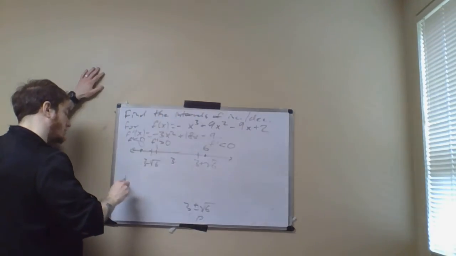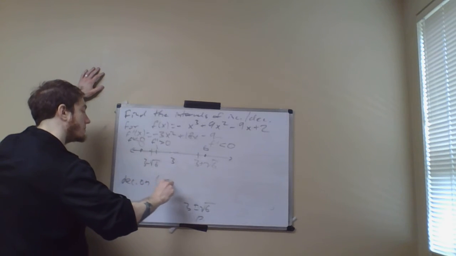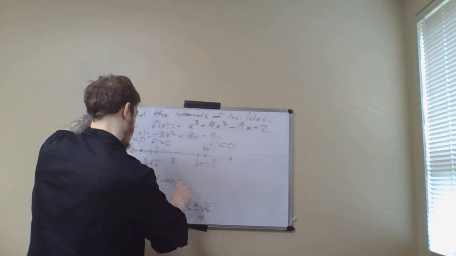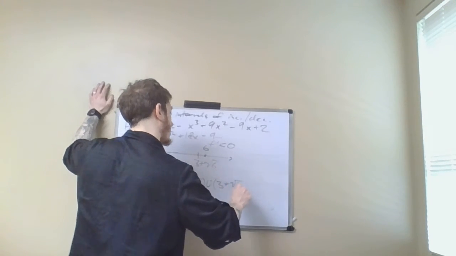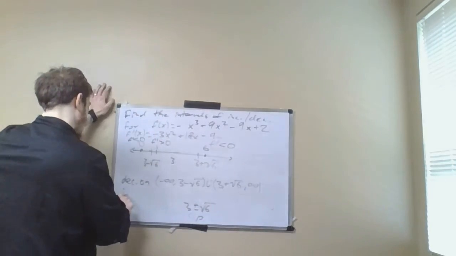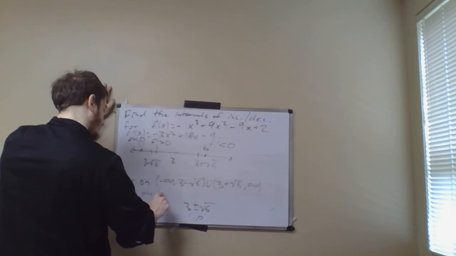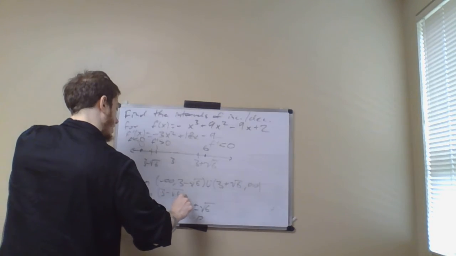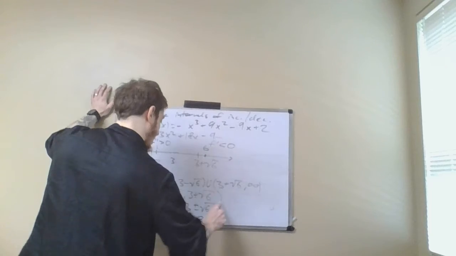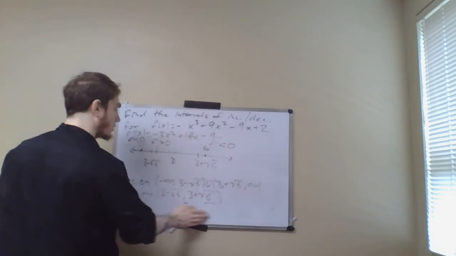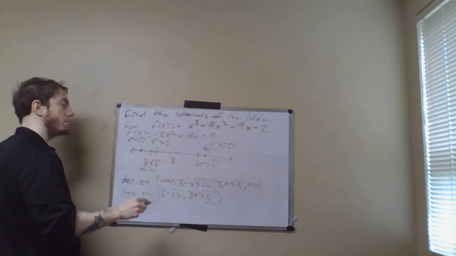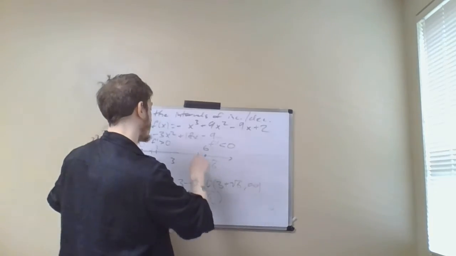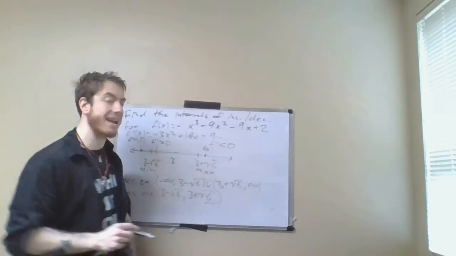So what this means is that our original function is going to be decreasing on minus infinity up to 3 minus square root 6 and 3 plus square root 6 up to infinity. It's going to be increasing on 3 minus square root 6 to 3 plus square root 6. And then, what are these critical points? Well, if I go from decreasing to increasing, this is going to have to be a minimum. And then I go from increasing to decreasing, so this is going to have to be a maximum.